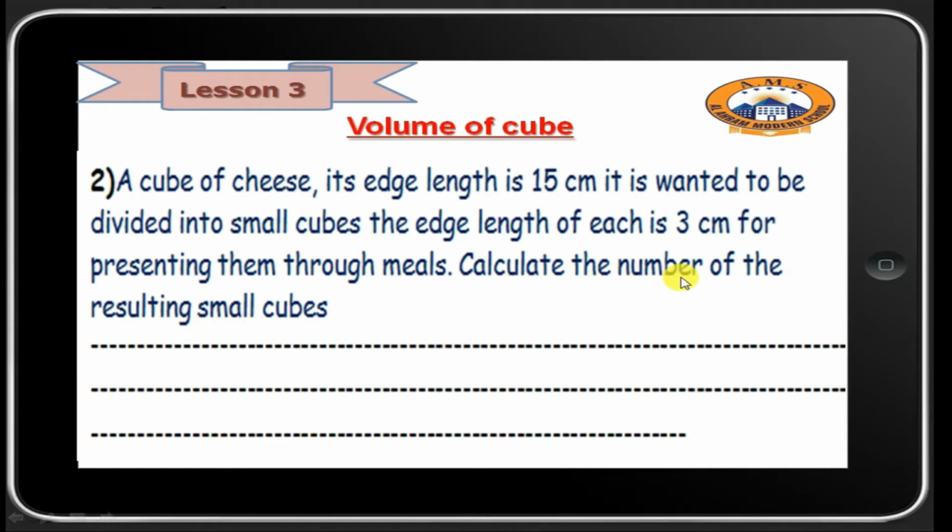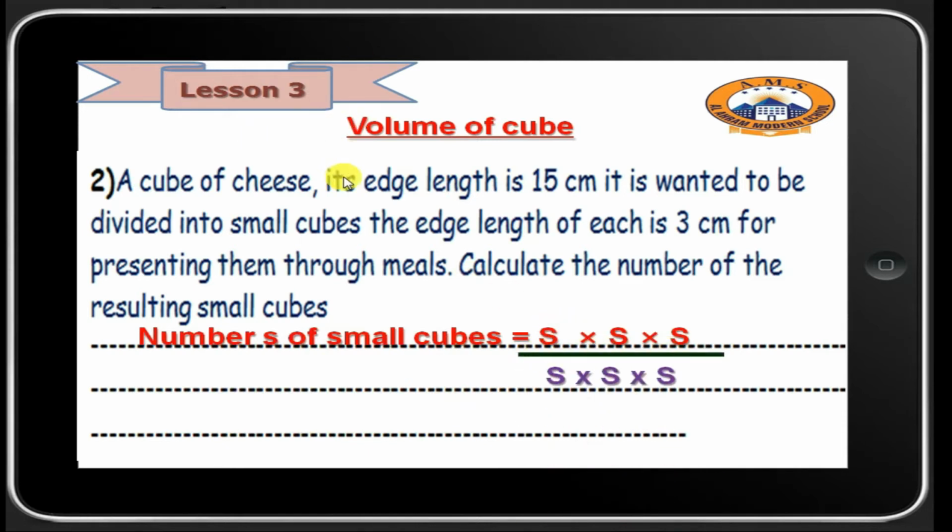This is a number. He asked me to calculate the number. So we're going to divide the volume of the big solid over the volume of the small solid. So here, the number of the small cubes equals the volume of the big solid in the shape of a cube, side times side times side, where the bigger side here is 15 centimeters, over the small cube, which has a side length equal to 3 centimeters. So let's make a substitution: 15 times 15 times 15 over 3 times 3 times 3. By using your calculator, that will be 125 small cubes.